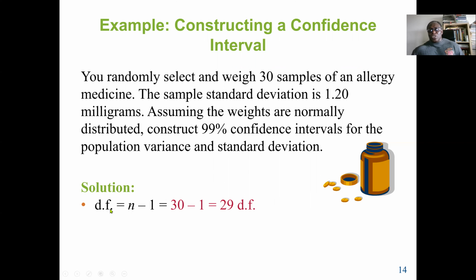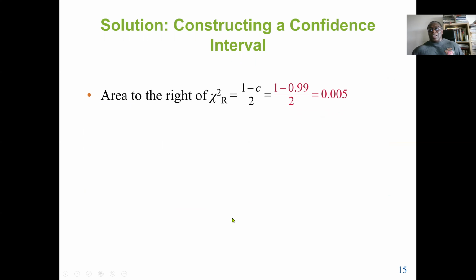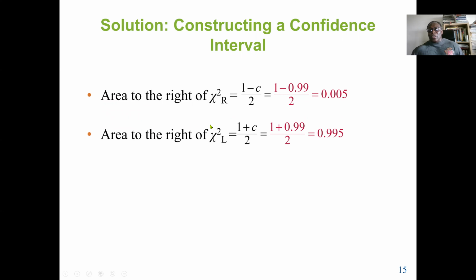Second, we find the degree of freedom. The sample size is 30. 30 minus 1 will give us 29. So our degree of freedom is 29. Then the next step, we are going to find the area to the right and the area to the left. So area to the right of the chi-square is 1 minus C over 2, where C was 99%. So it's 1 minus 0.99 over 2, which gives me 0.005. Then we find the area to the left.